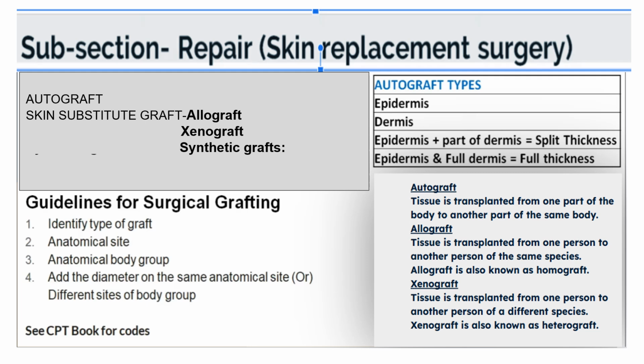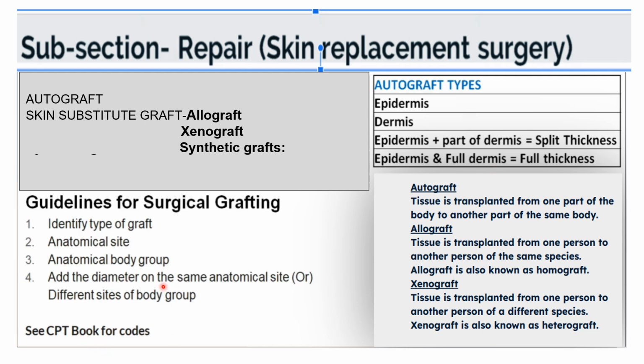Now the skin replacement surgery. Under that we are going to cover the graft and the flap. Now the grafts are divided depending upon the material we use. Under that we have an autograft and the skin substitute graft, and skin substitute are further classified into these three categories. Then depending upon the thickness, we have the split thickness, in which we cover the epidermis and part of the dermis, while the full thickness is epidermis and full dermis.